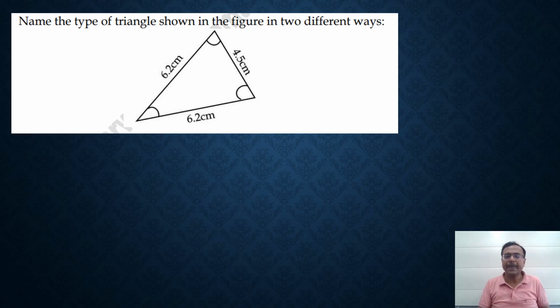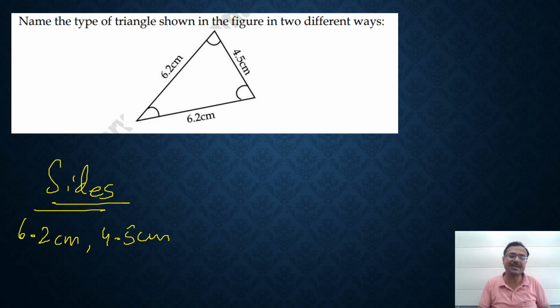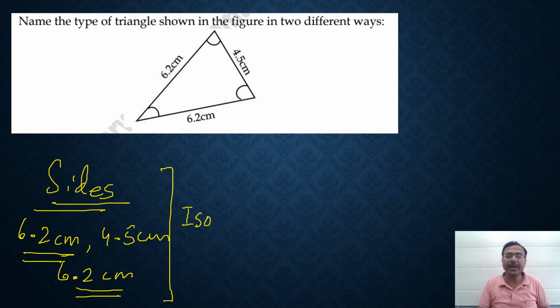Let's see the next concept. We have a figure here and we need to name this type of triangle in two different ways. You can name triangles based on two different criteria: one, the length of its sides, and the second, the measure of its angles. Based on the sides, you can see the side 6.2 centimeter, the side 4.5 centimeter, and the side 6.2 centimeter. Can you see two sides are of the same length? And just now I told you that whenever two sides are equal, it is known as an isosceles triangle. So that's the first name which you can give to this triangle.